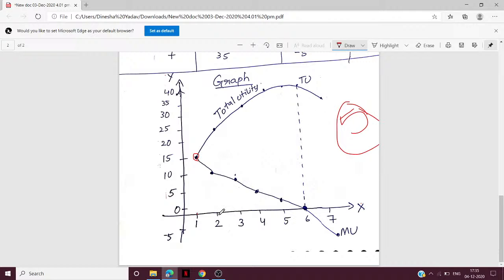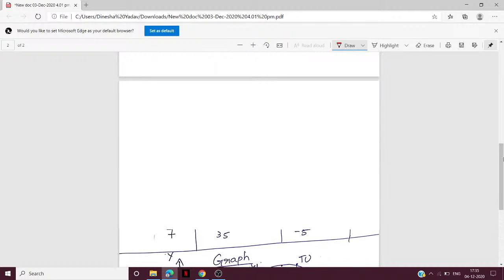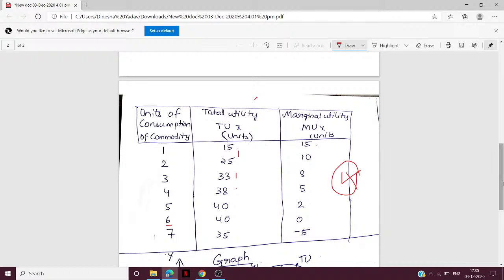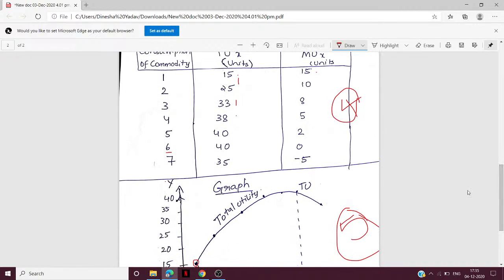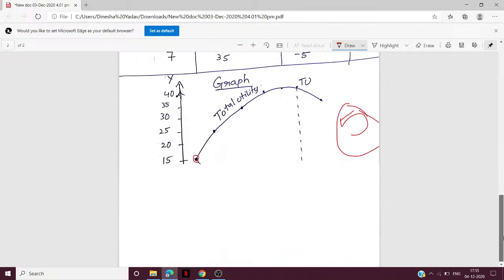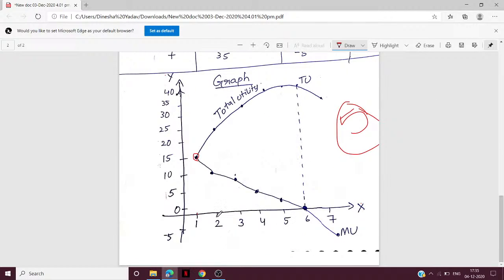Next, when it comes to the second unit, the total utility is 25 and marginal utility is 10. So plot the marginal utility for this as 10 and the total utility for this as 25. Accordingly, you should plot both total utility and marginal utility and draw lines accordingly. You should join all the points. You will get a graph like this.